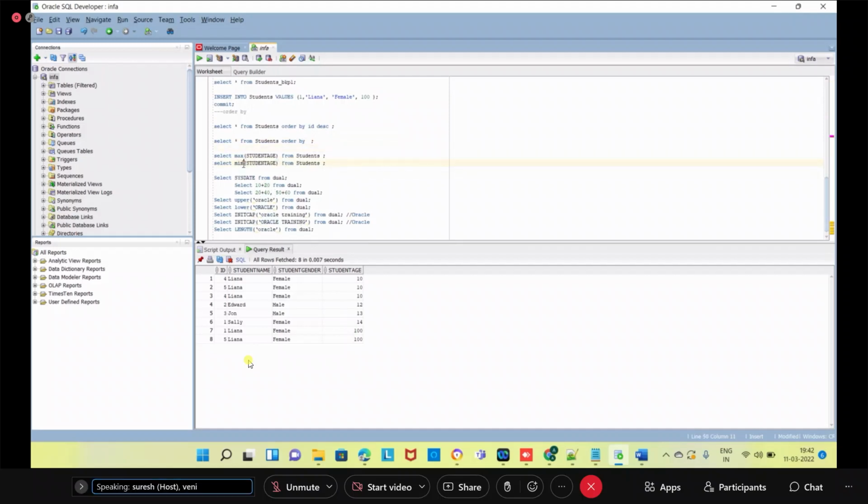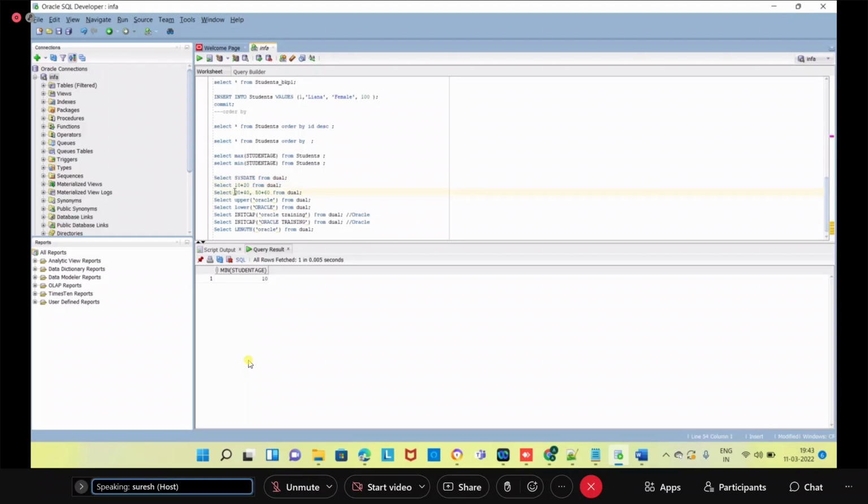So if you want to get only the max of salary, or the max of age from the students, then we can run the max function. Okay, and the min function also, like if you want to get the min, then min.